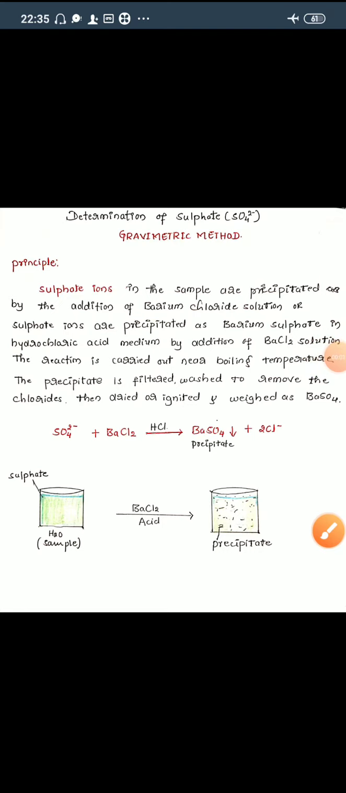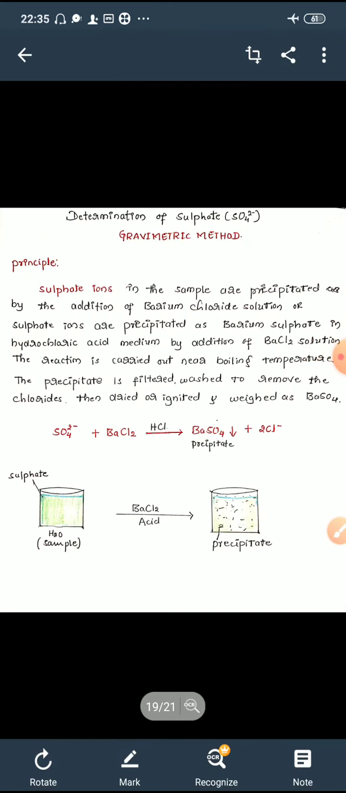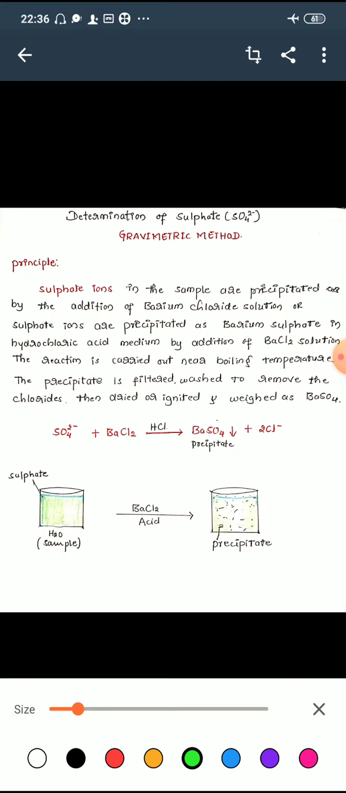In today's lecture, we'll learn about the determination of the sulfate ion by gravimetric method. Gravimetric method is a technique through which the amount of the analyte can be determined by measuring its mass. The analyte is the ion which is being analyzed. Here in this experiment, the analyte is the sulfate ion, because we are going to determine the amount of sulfate ion present in the given sample of water.